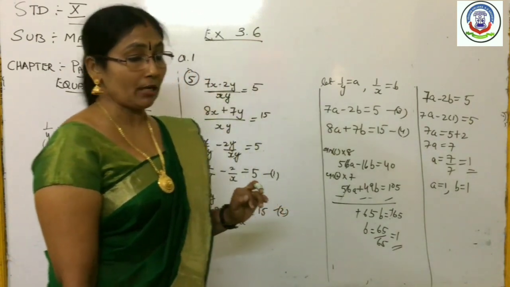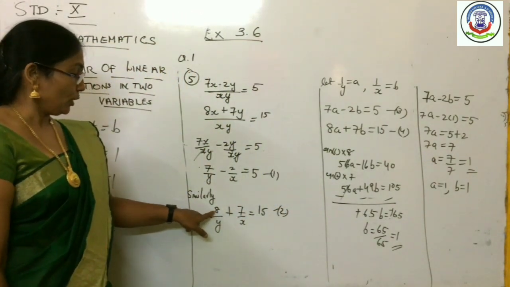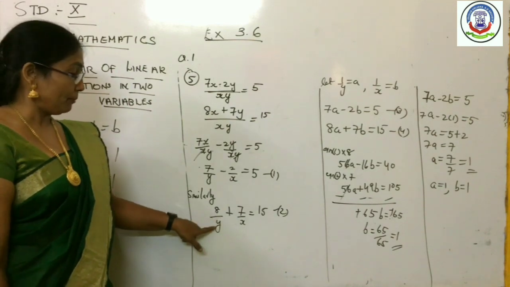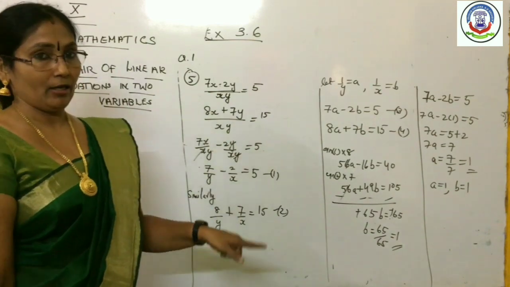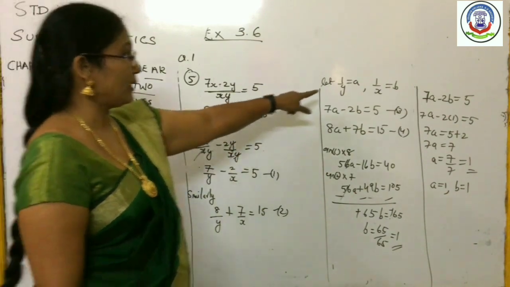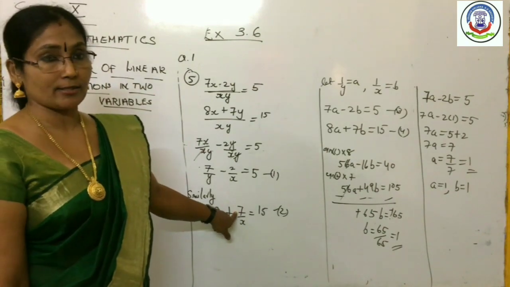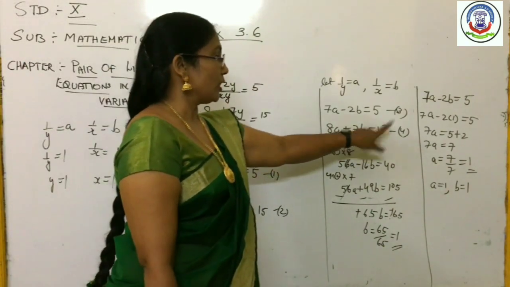A and b. Same way this equation also, 8 by y, that means 8 into 1 by y. 1 by y substitution is there with us. What is substitution? A. So 8 into a plus 7 into 1 by x, that means 7 into b is equal to 15.